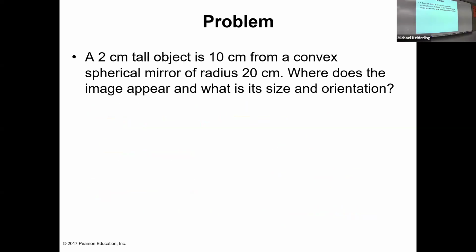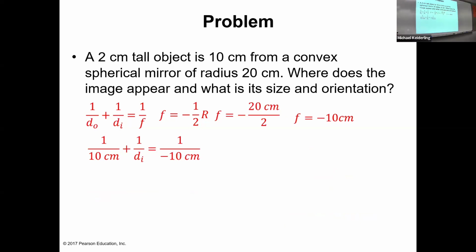Here we have a 2-centimeter tall object, 10 centimeters from a convex spherical mirror of radius 20 centimeters. Where does the image appear and what is its size and orientation? This is convex. So focal length is minus 1/2 the radius. So focal length is minus 10 centimeters.